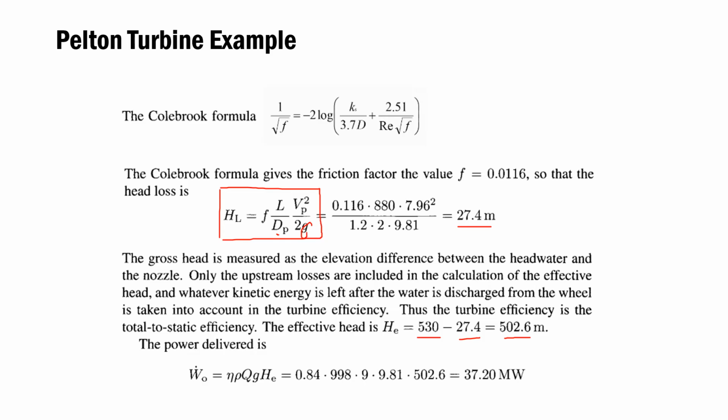Now we want to calculate the power delivered by this turbine using the power equation. In this equation, eta is the efficiency of the turbine, rho is the density of water, Q is the flow rate, g is gravity, and H subscript e is the effective head. All these parameters we have the values for, and we just plug them into this equation, and we will get the power delivered by this turbine equal to 37.20 megawatts.